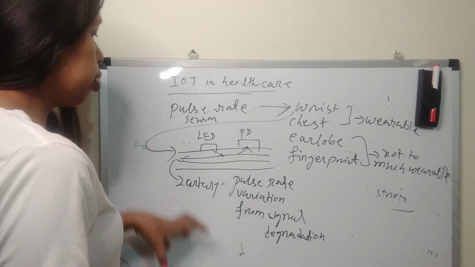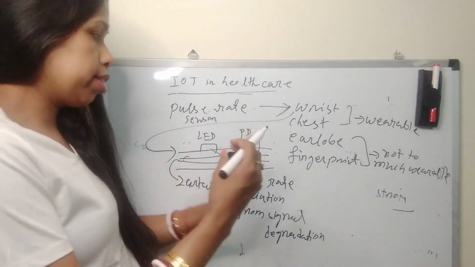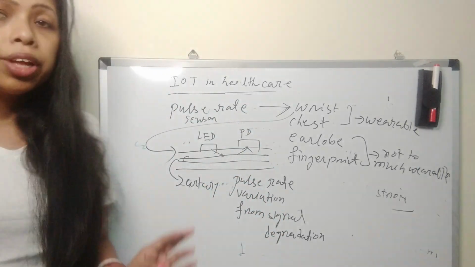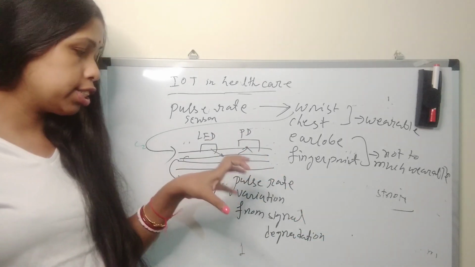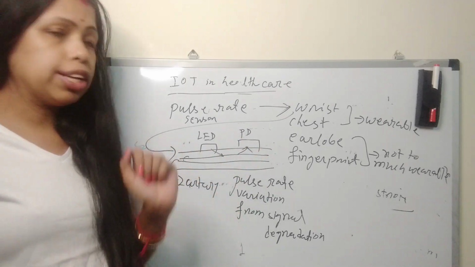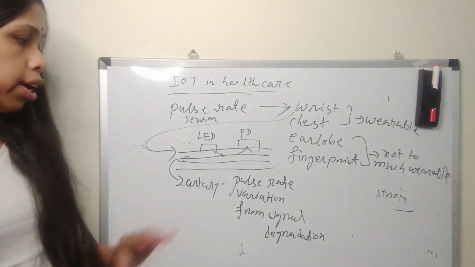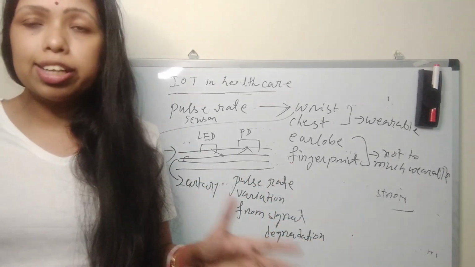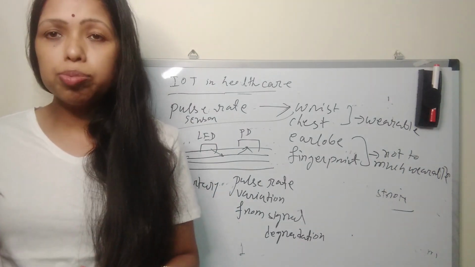Why the signal degradation? Because some signals will be absorbed by the artery and some will be reflected from the artery, and that will be detected by the photodiode. So from this signal variation you will get a pulse rate variation, right? Pulse rate can be determined, right? Such a pulse rate sensor we have already published: a flexible, high accuracy pulse rate sensor.